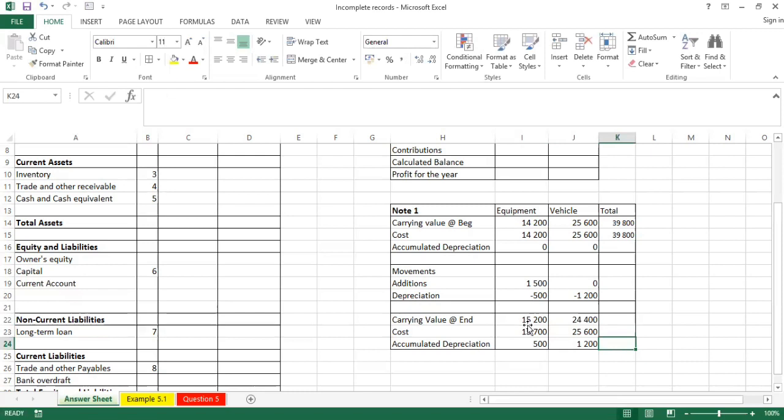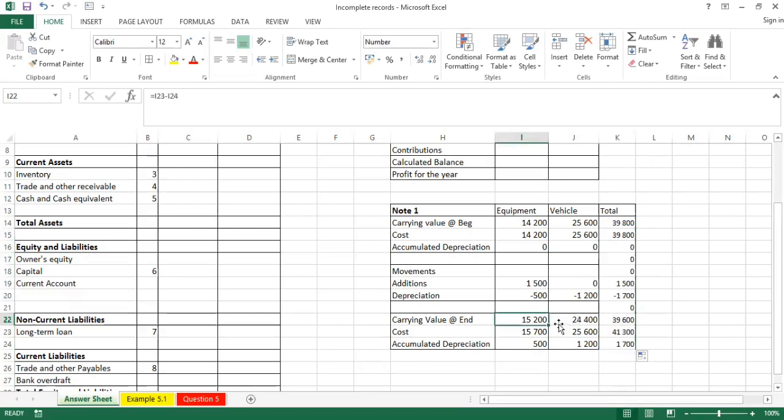So our answer is supposed to give us what? When you say 15,700 minus the 500, you're supposed to get our 15,200. So same thing here. When you say 25,600 minus the 1,200, we get our 24,400. And then we get our two charts. So we can just drag this one down, get all the two charts.